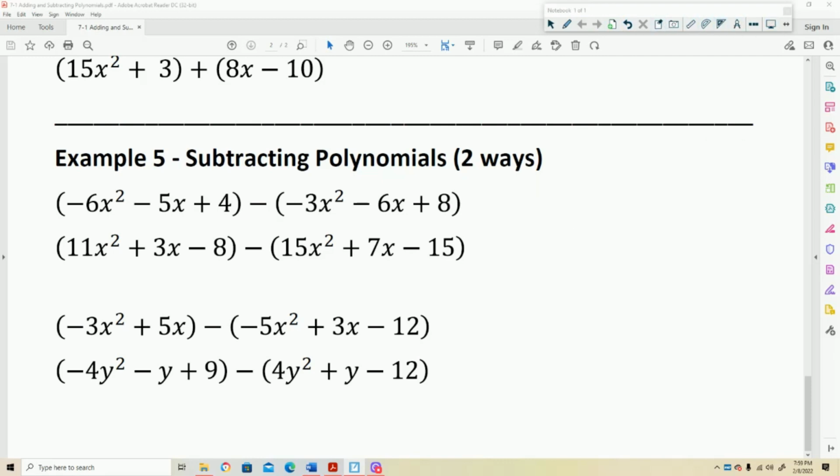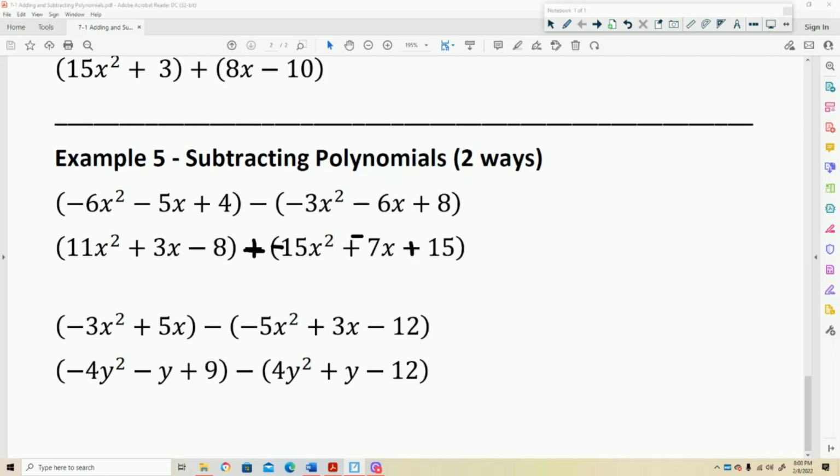Okay, the next one we're just going to do with like terms. So before you start, you have to change this to addition. You don't really have to. It just makes it a little bit easier on you. So if I change this, I distribute that minus sign inside the parentheses. So that one's negative, and that one's positive now. Now it's all addition, okay?